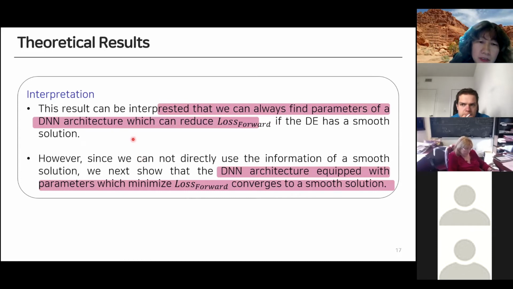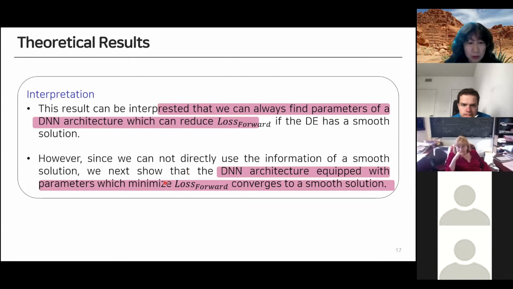This result can be interpreted that we can always find parameters of the neural net architecture which can reduce the forward loss if the differential equation a priori has a smooth solution. However, this itself does not give any relation to an actual, exact solution. So we have to prove in the second step that DNN solutions indeed converge to an actual solution.